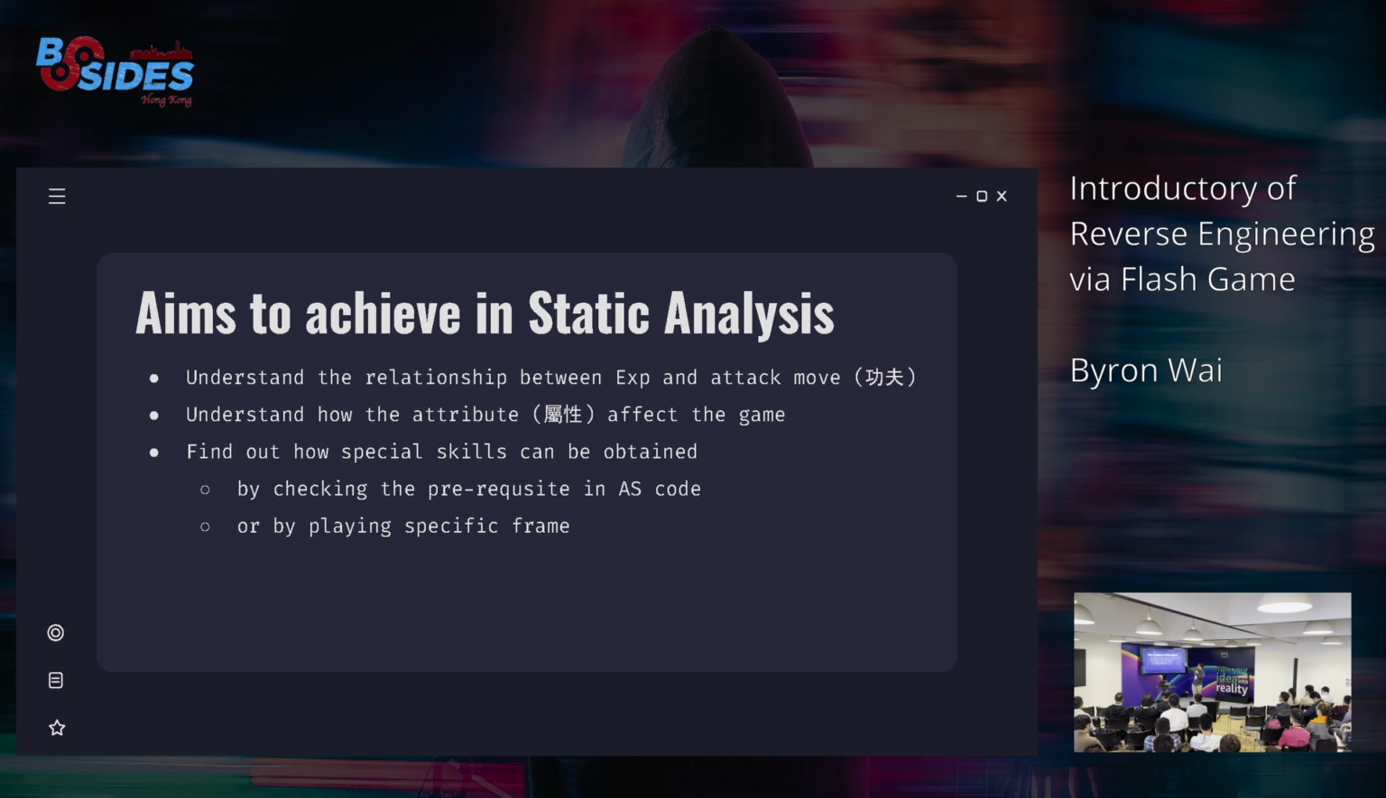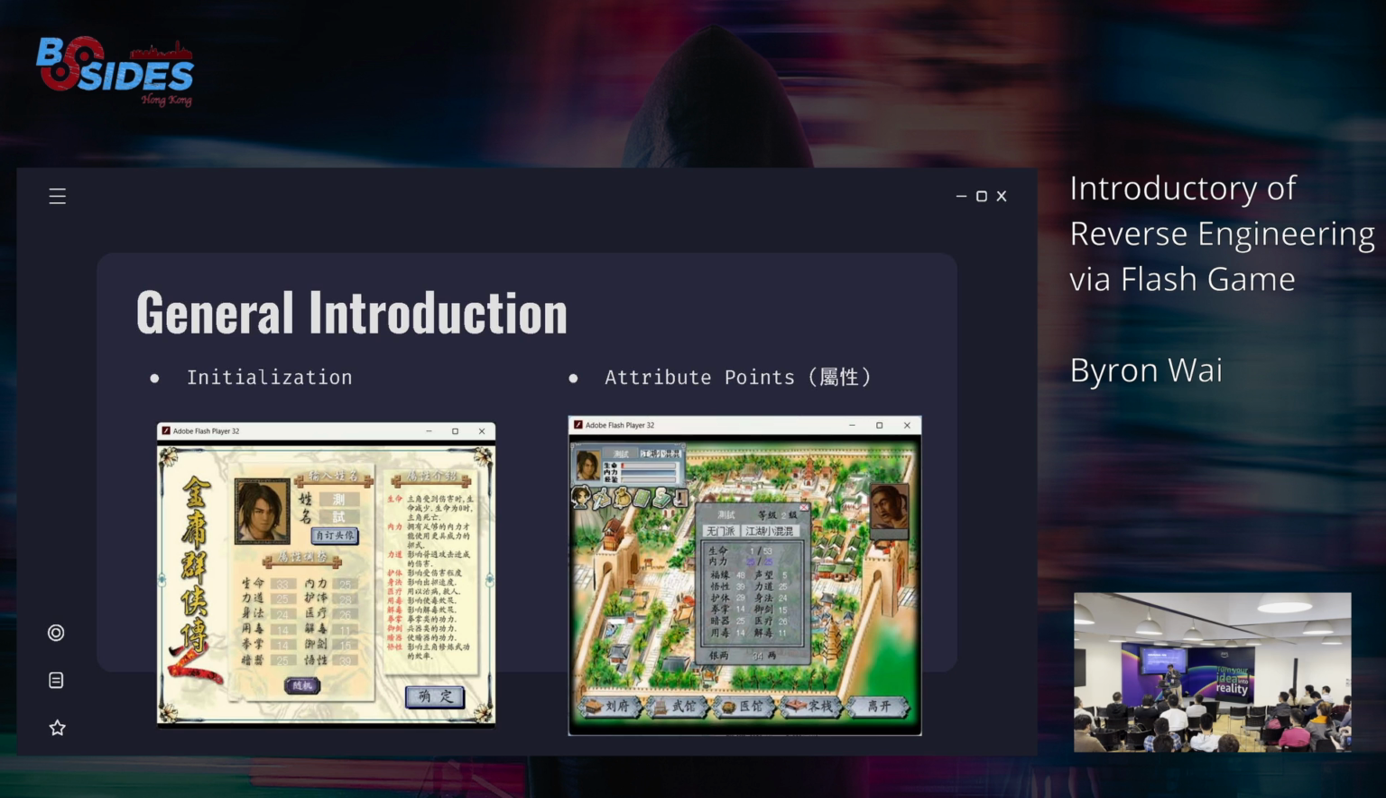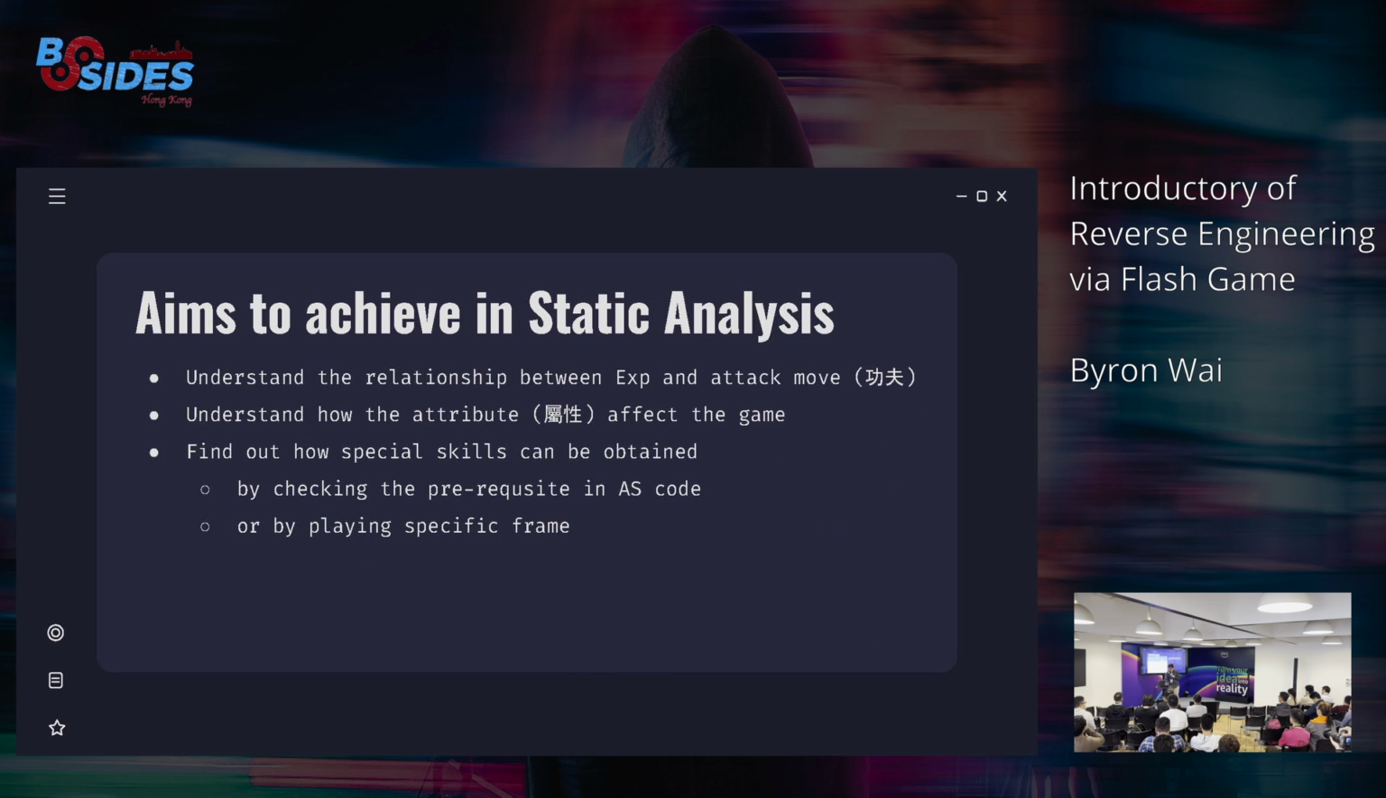First of all, we know the relationship, and second, how the attributes affect the game. So, hey, you can see the initialization part, right? There are a lot of numbers here. How each number is affected, and how they are affecting things like the defense or the attack move. How they are related.